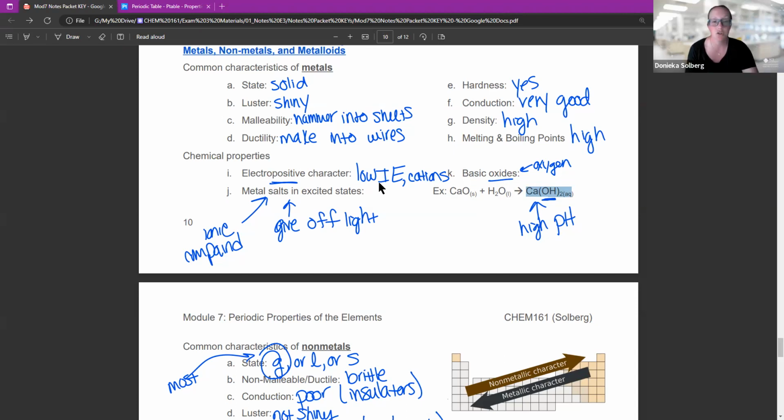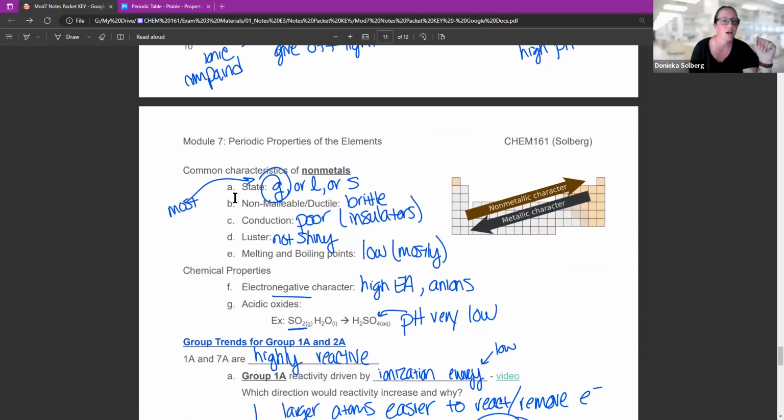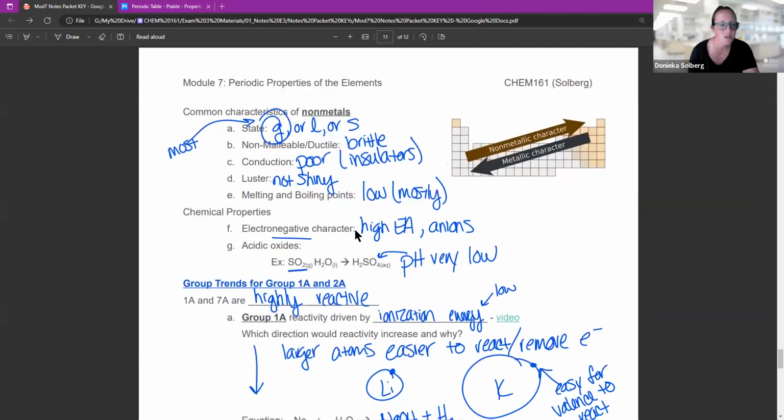The opposite would be true for nonmetals. So what are the characteristics of nonmetals? Well, most of them are gases at room temperature. Some are liquids, some are solids. They're definitely not malleable and ductile. They are very brittle. They break. They are very poor conductors. Another word for that is insulators. They're not shiny. Most of them have low melting and boiling points.